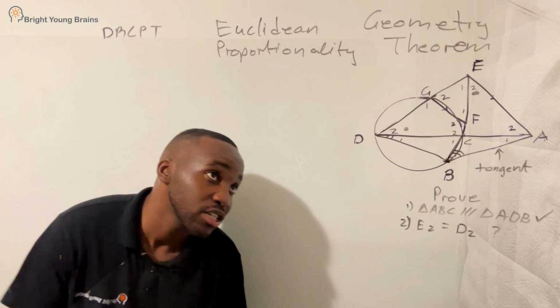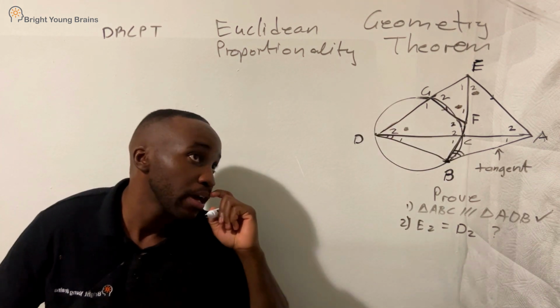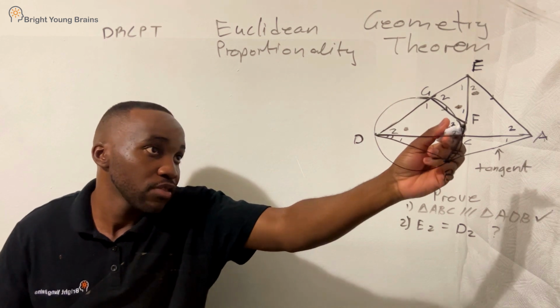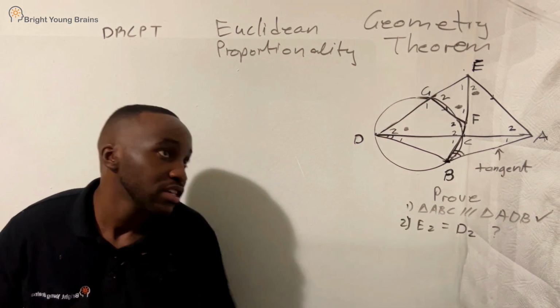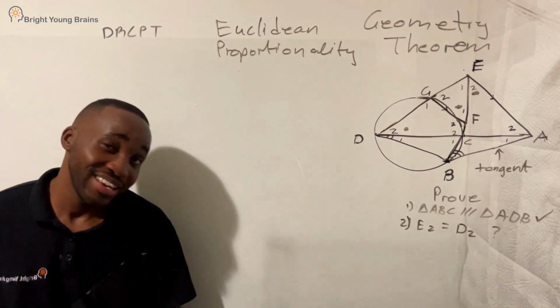Something that is equal to E2 is F1, because those are alternating angles. You see, you have this line here, and then a line going up, and it's a zigzag effect, because this line is parallel to that line. So let's just state that.